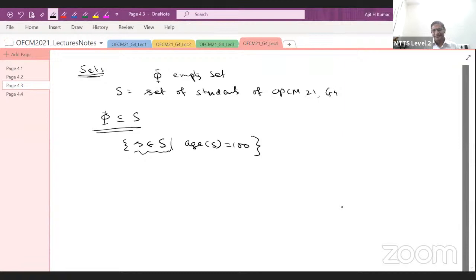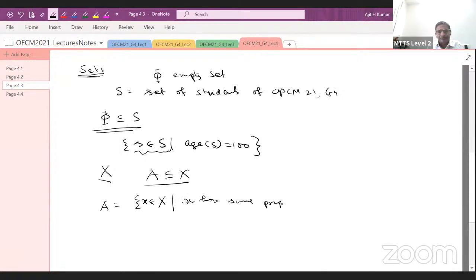So the point is, if I have a set, let us say set X, and I have to make some subset A of X, then I will always write A as the set of all x in capital X such that it satisfies a certain property. That means x has some property. This is how we will write.